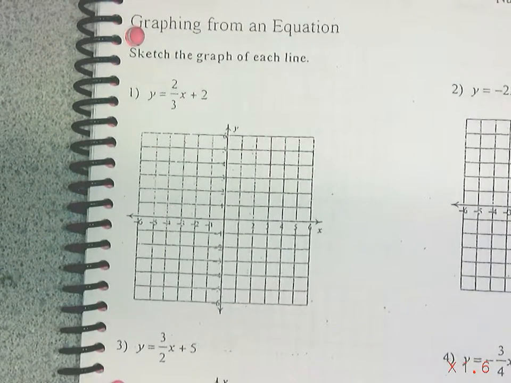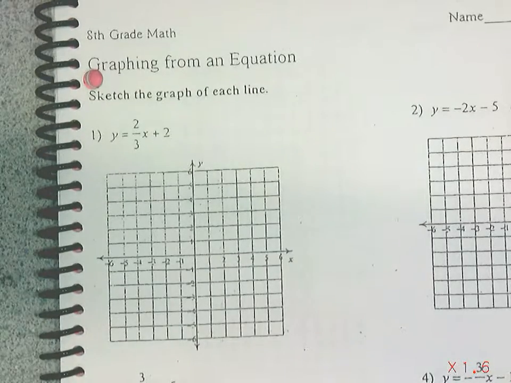Alrighty, so today we are going to be graphing from an equation. So no longer are we dealing with ordered pairs or any of that stuff when we're graphing. We are graphing directly from the equations themselves. So you guys are going to look at this and be like, what? This doesn't make sense. But trust me, it is very, very easy.